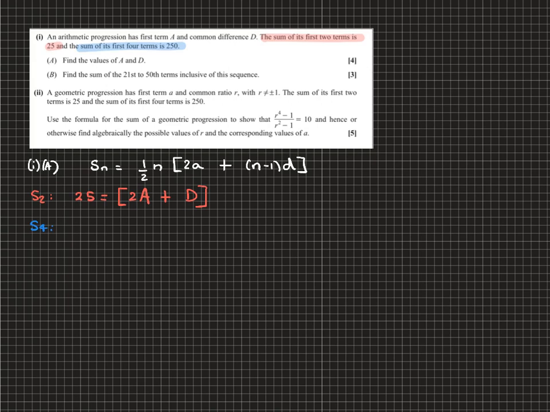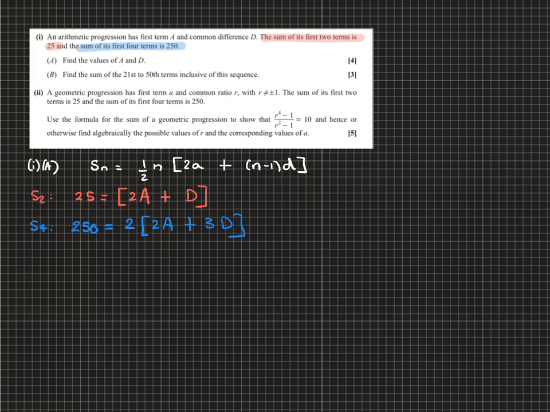So this time n equals 4. Substituting that into the sum to n terms formula, 250 equals a half n, so that's 2 lots of 2a plus n minus 1, which is 3, multiplied by the common difference. So we have a very, very simple pair of simultaneous equations.